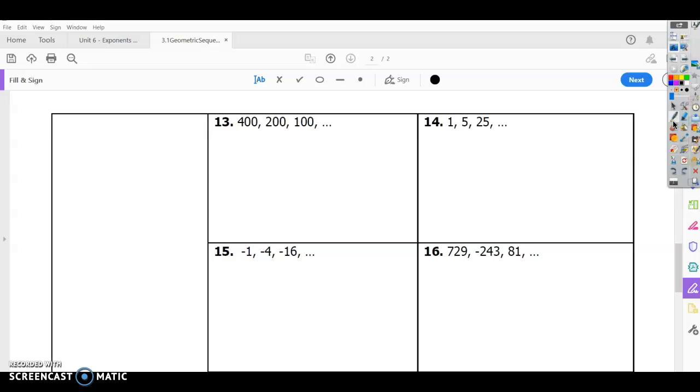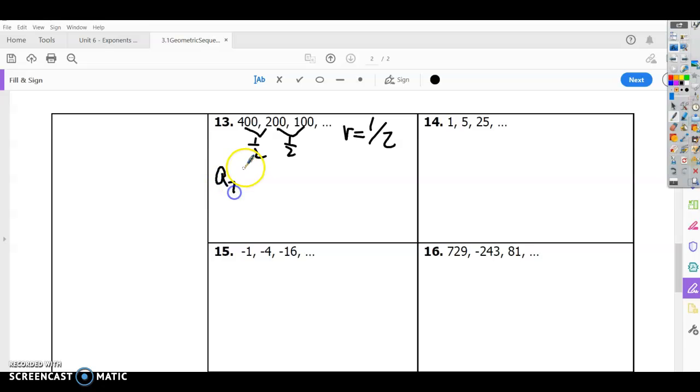All right, moving on to number 13, we're going to look at 100 divided by 200. So that would be a ratio of 1/2. 200 divided by 400, 1/2. So we know R equals 1/2. All right, using the same directions as above, we're going to look for the 7th term.